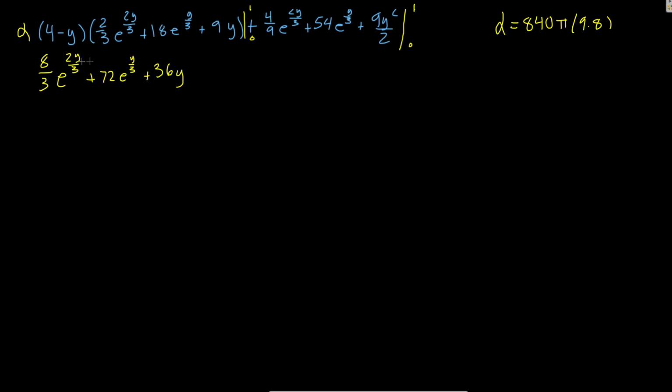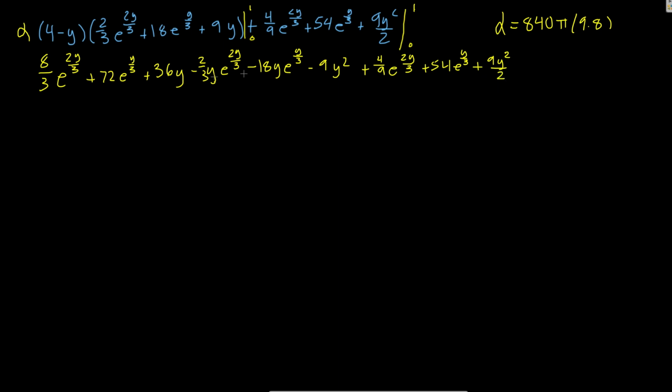Now let's do the negative y. And you'll probably notice this will create some uglier terms, but when we actually evaluate within the bounds of 0 to 1, it won't be so bad. So we have minus 2/3 y e to the 2y over 3 minus 18y e to the y over 3 minus 9y squared. Okay, now we're going to add the rest here, so plus 4 over 9 e to the 2y over 3 plus 54 e to the y over 3 plus 9y squared over 2.